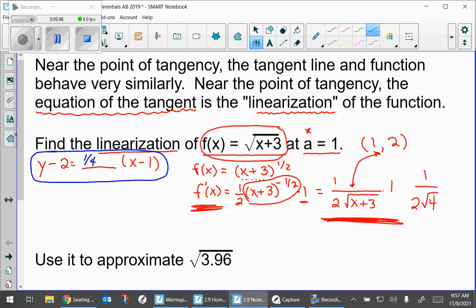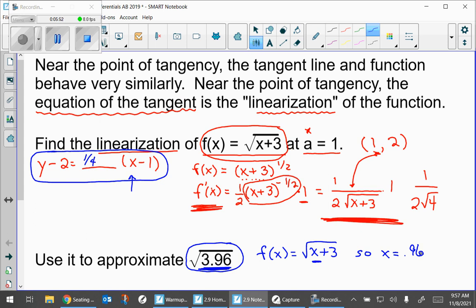Now, what am I going to put in the place of x? I'm going to approximate the square root of 3.96. I know that f of x is the square root of x plus 3. So how big does x have to be so that I get a 3.96 under the square root sign? x equals 0.96, doesn't it?